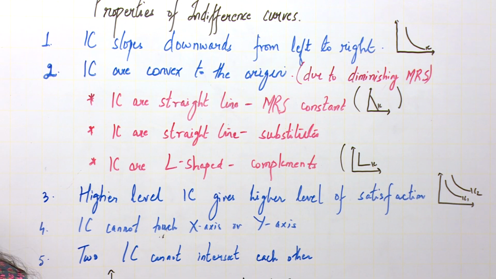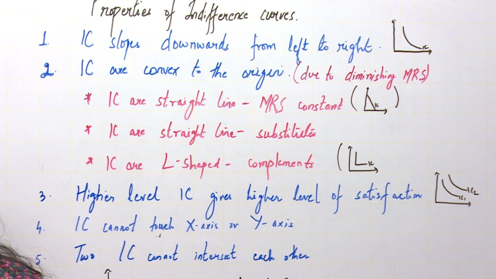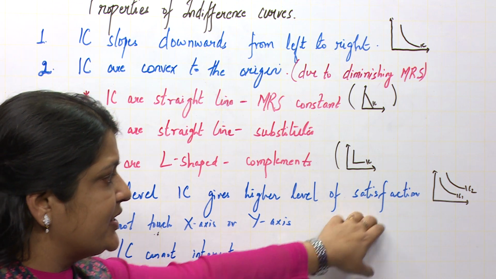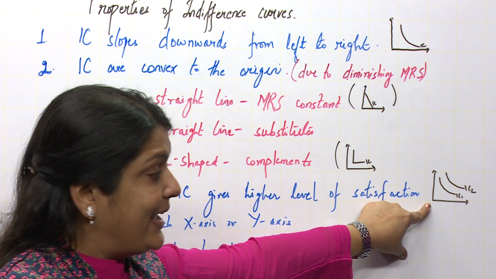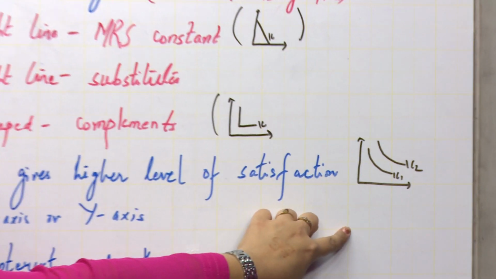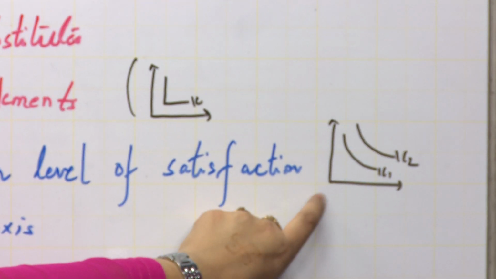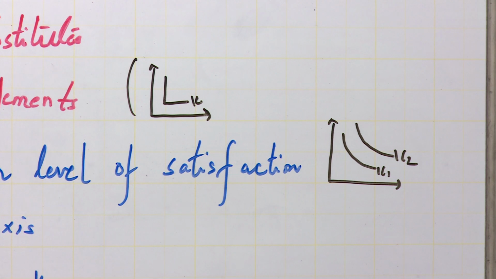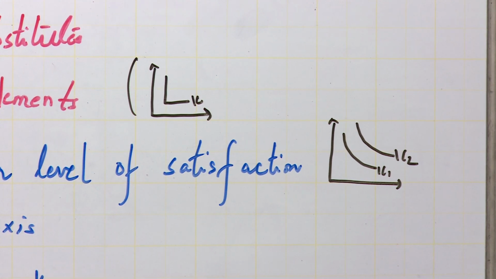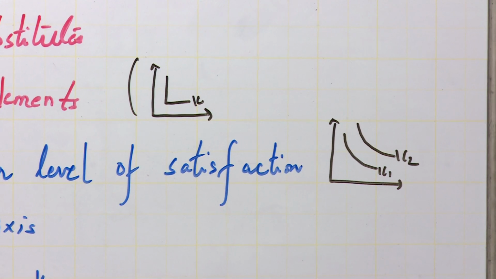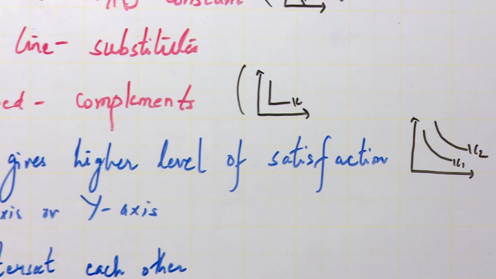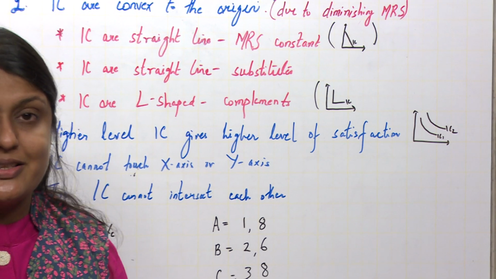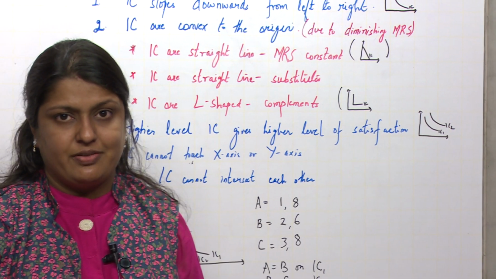Next it says, higher level indifference curve will give higher level of satisfaction. As seen in this diagram, IC1 is on a lower level and IC2 is on a higher level. Therefore, IC2 will give higher level of satisfaction. Why? Because IC2 will have more of the commodities. The quantities will be more in case of IC2 and less in case of IC1. Therefore, IC2 will give higher level of satisfaction.